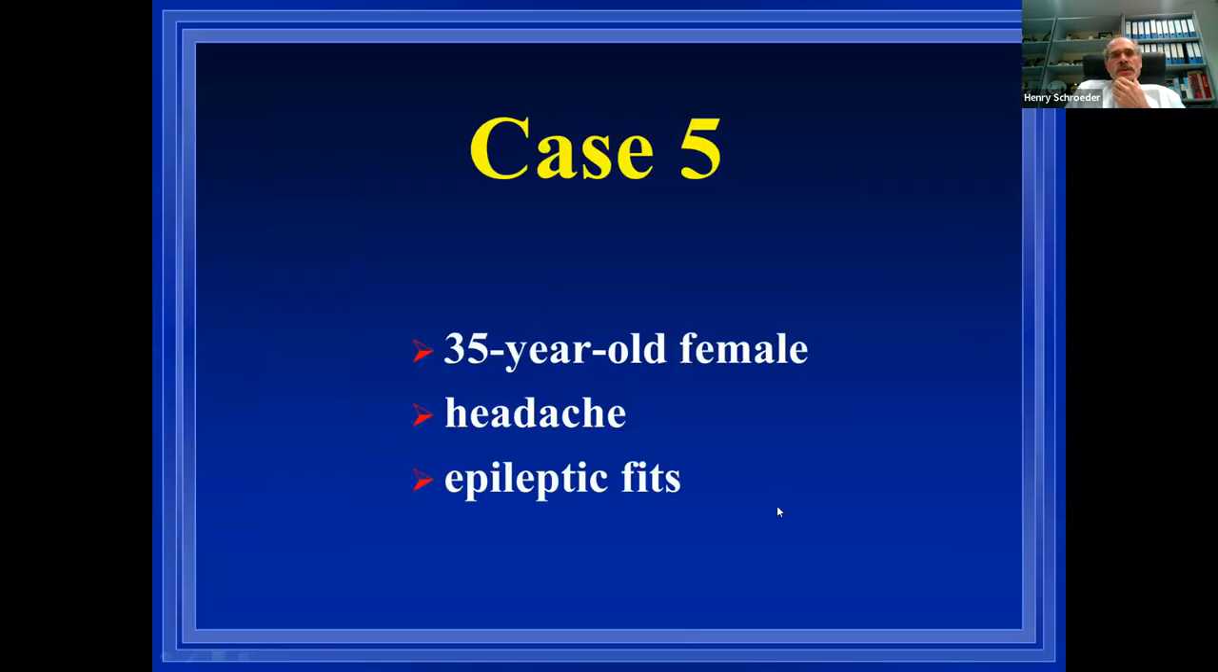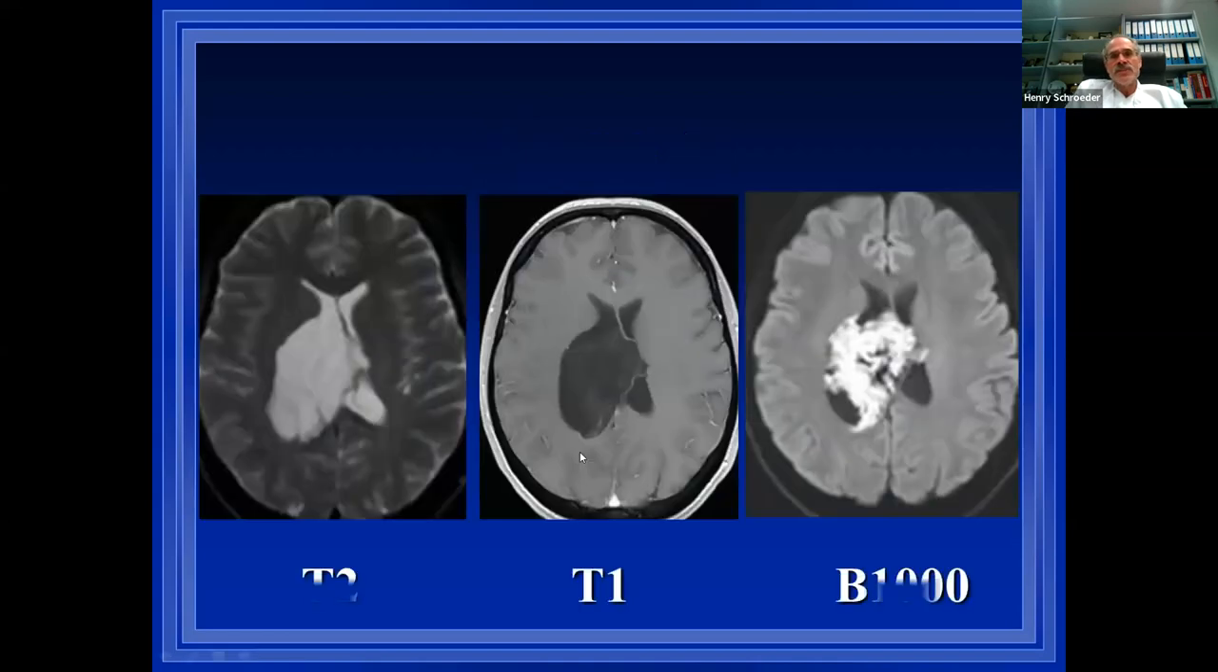It's up to you. This is a 35-year-old female. She had headache and had an epileptic seizure. And she has this lesion. Okay, you see, it is isointense to CSF in T2 and T1. Then it's suspicious to be an epidermoid. Confirmation is with the diffusion restriction in the B1000 image. You see here, the bright signal, diffusion restriction, that is a proof it is an epidermoid.